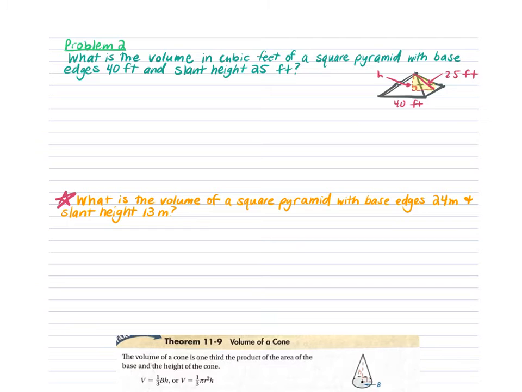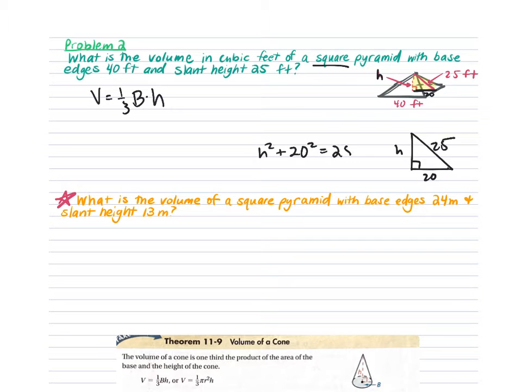Okay, problem 2. What is the volume in cubic feet of a square pyramid with base edges 40 and slant height 25? Slant height isn't going to be in the formula, but we can use it to find the actual height. Our volume is 1/3 area of the base times the height, and we want to find h. If this is a square and this is 40, that means this is 20. So we're solving a right triangle for h when one leg is 20, the other is h, and the hypotenuse is 25. So a squared plus b squared equals c squared, where a is h: h squared plus 20 squared equals 25 squared.